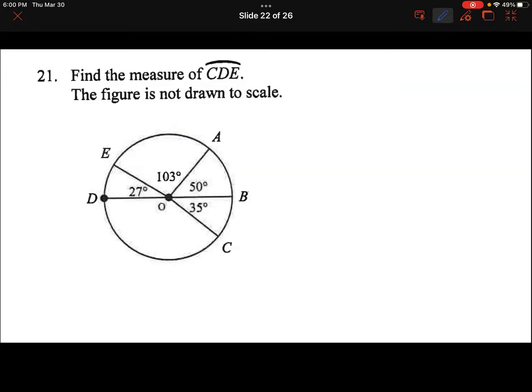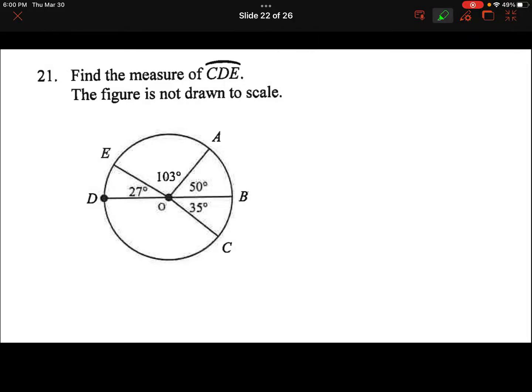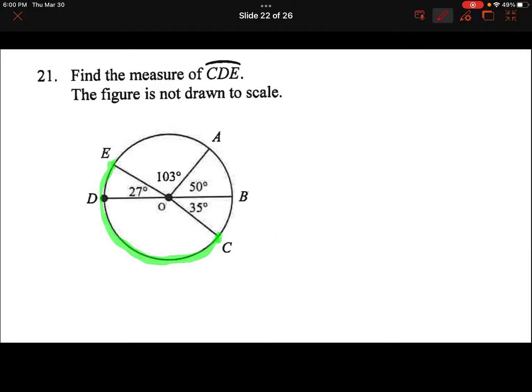All right, 21 here. Ultimately, it wants the measure of arc CDE. So I'm going to start at C, go around to E, but I have to go through D to get there. So I'm using all of that. I can do this a couple of different ways. I could just add the 3 angles on the other side, because they're all central angles here, and subtract that from 360. Let me do that. That'll be fun.